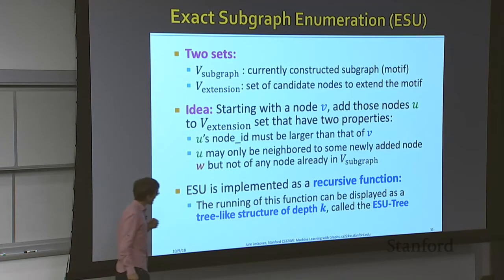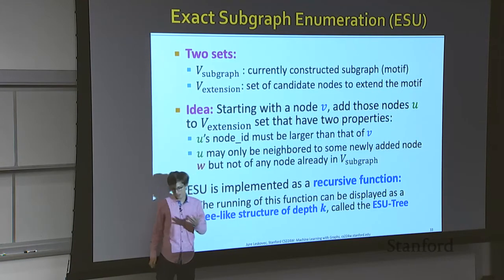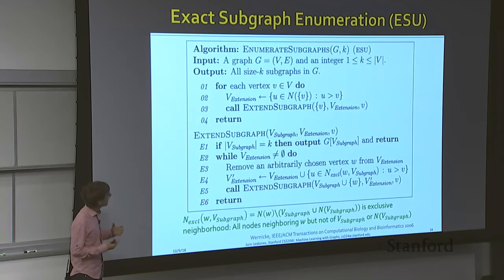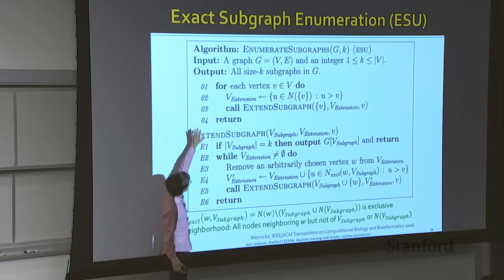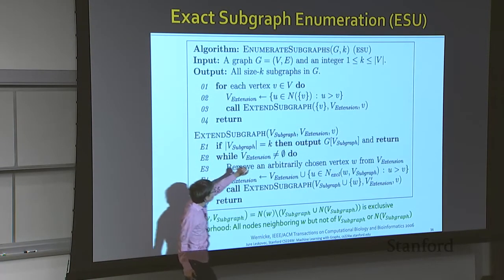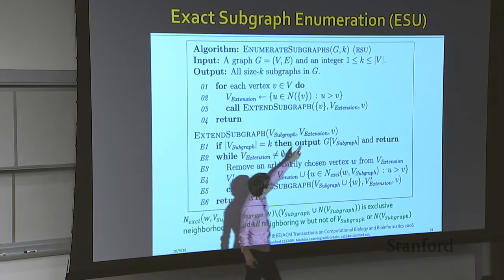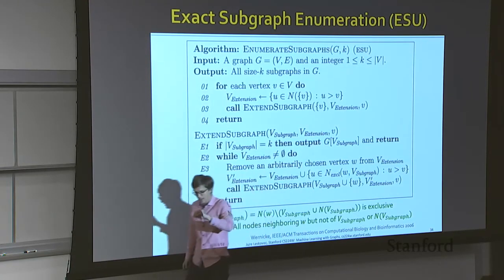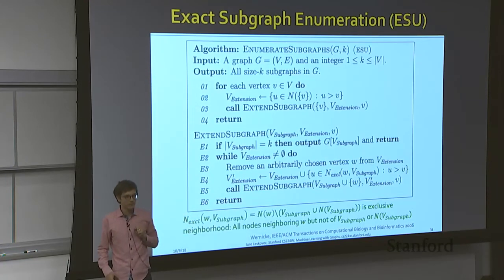So first, I'll give you the pseudocode, and it will be a bit scary, but bear with me. Okay? So this is the pseudocode, and I have 2 functions. The first function will say, let's extend a subgraph at a given vertex V. So for every vertex, I will say, let's start expanding a subgraph from here.